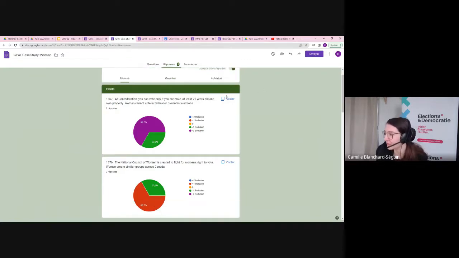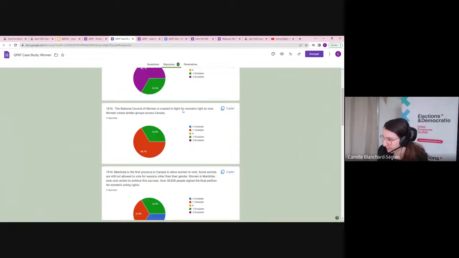So for the first event, I see here generally we're all thinking the same, that this is an exclusive moment, whether it's very exclusive or a little bit exclusive. For the start of Confederation, where women cannot vote, we are in the purple and green. We've got some inclusion and exclusion in this 1876 moment. So the National Council of Women is created to fight for women's right to vote. Women create similar groups across Canada.